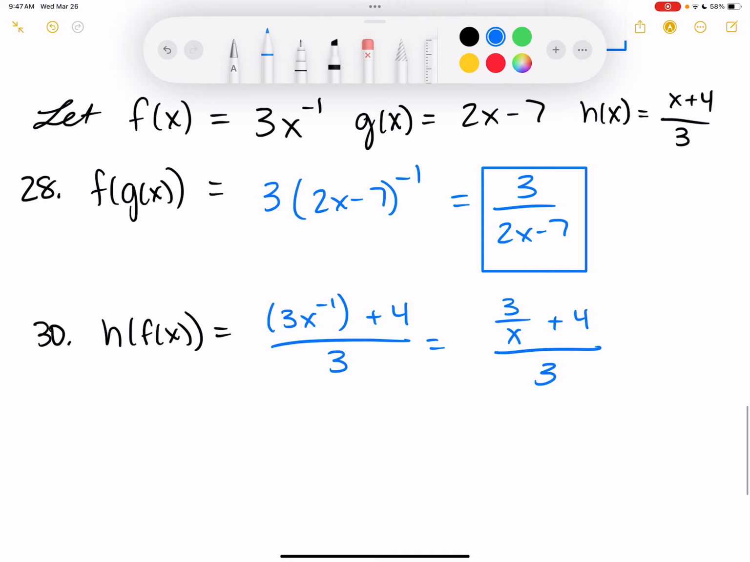So I've got this top here, right? So the 3 stays and the x goes on the bottom. This is going to be 3 over x plus 4, times 1/3, over 3. Boom. I'm right. Nice one. So this is distribute: 1 over x plus 4 over 3.